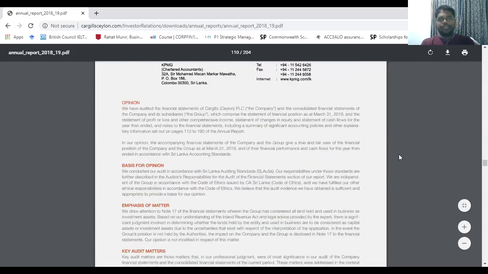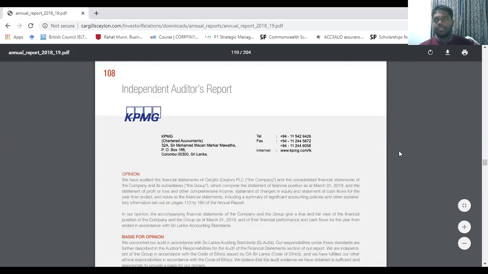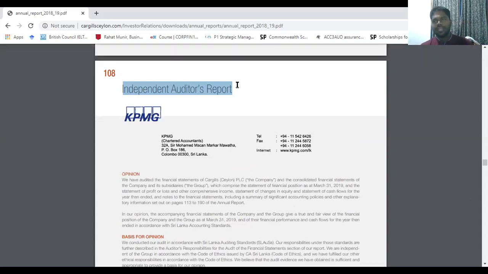Okay, this is the auditor's report. They normally put the title independent auditor's report. This is the output of the audit. Once a particular audit firm finishes the audit, they provide this report, 1 to 3 pages. In those days it was 1 page. Nowadays they have changed the format, maximum 3 pages.